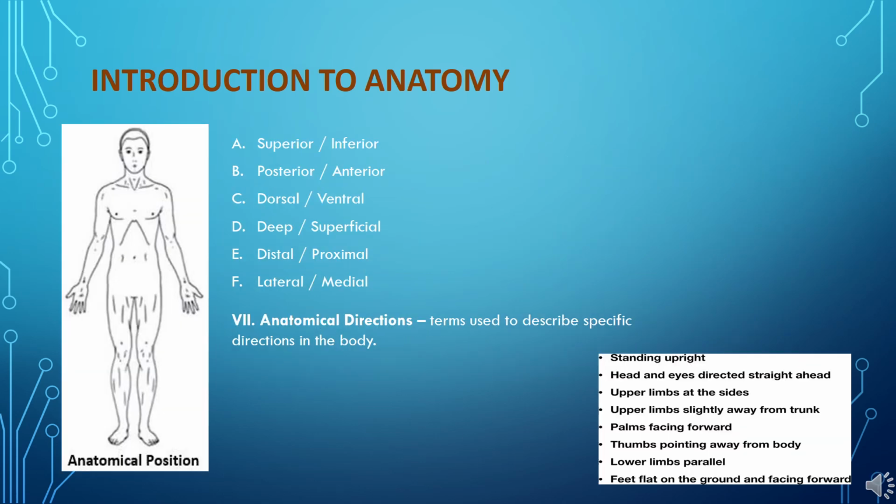Superior, inferior, posterior, anterior, dorsal, ventral, deep, superficial, distal, proximal, lateral, medial. VII. Anatomical directions: terms used to describe specific directions in the body.